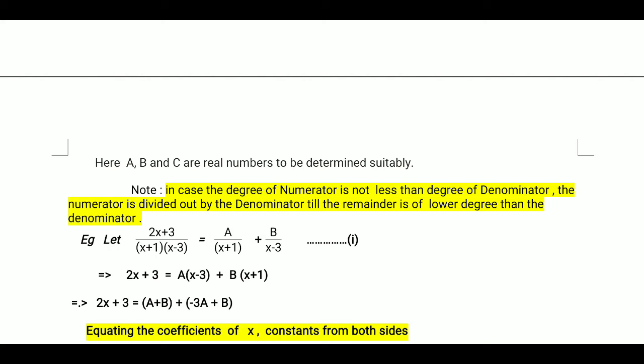Let we have (2x + 3) upon (x + 1)(x − 3). So we write this expression as equal to A upon (x + 1), one linear factor, plus B upon (x − 3), that is another linear factor. Take LCM on both sides. You see the denominators of both sides cancel out. You get 2x + 3 = A(x − 3) + B(x + 1).